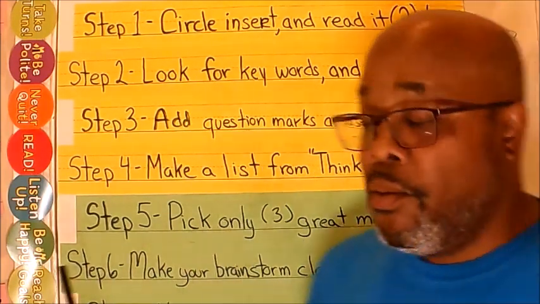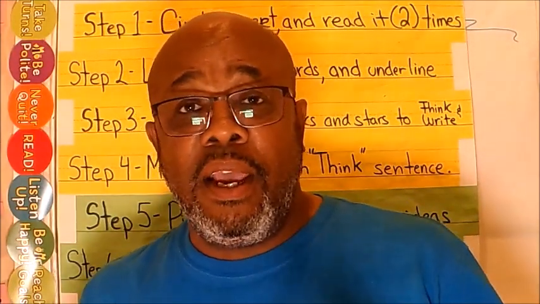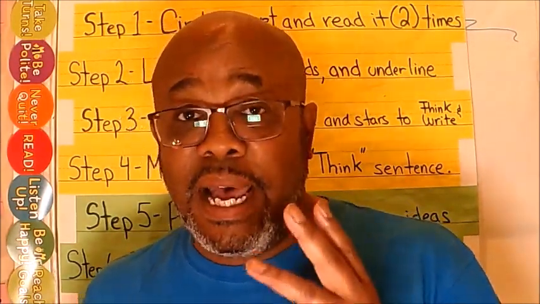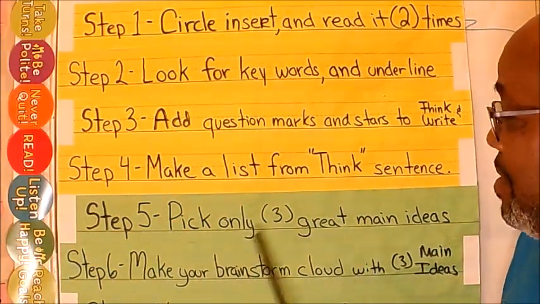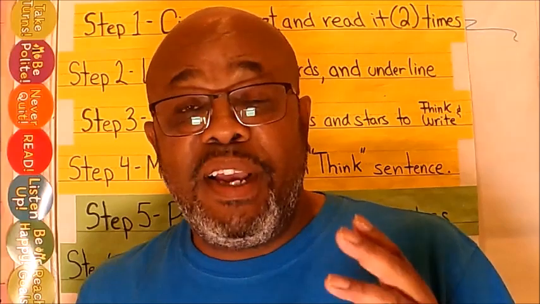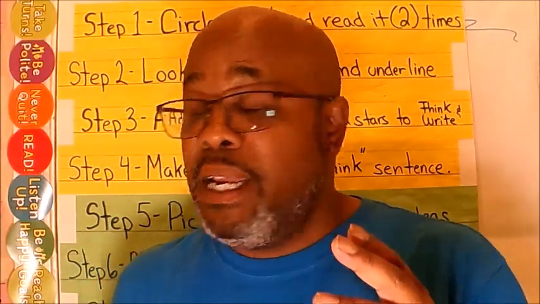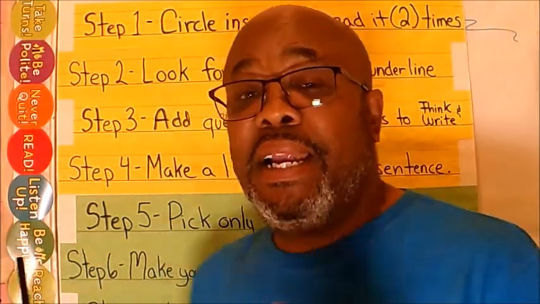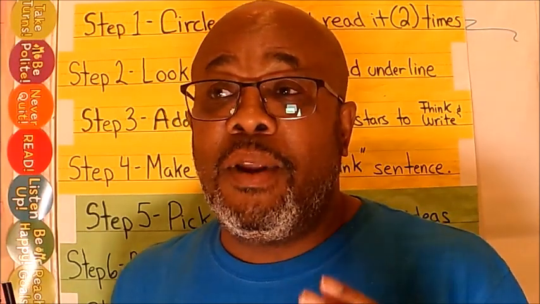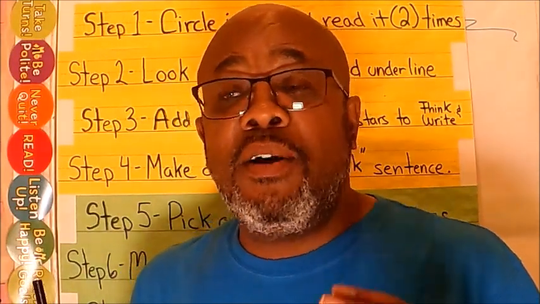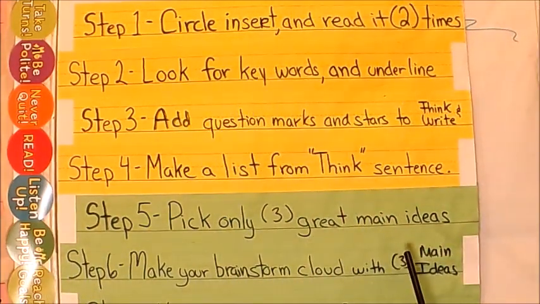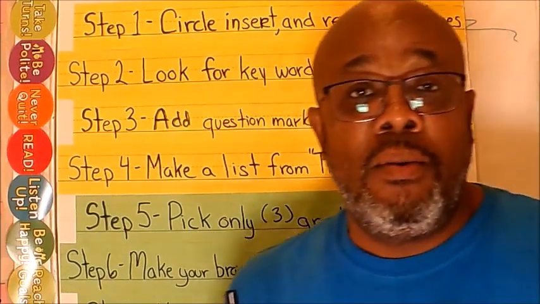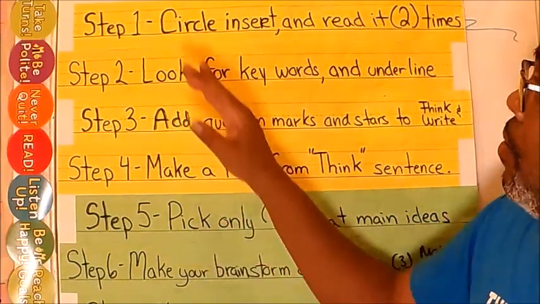Next, we're going to pick 3 and only 3 good ideas from that think list. Then we're going to brainstorm from those main ideas that we selected. We're going to brainstorm 3 or 4 good details about it. And then that's step 7.